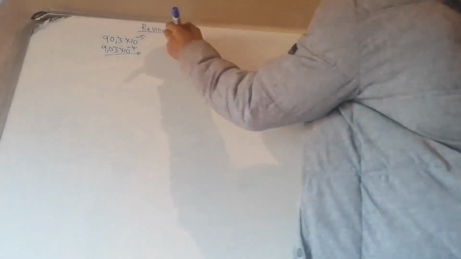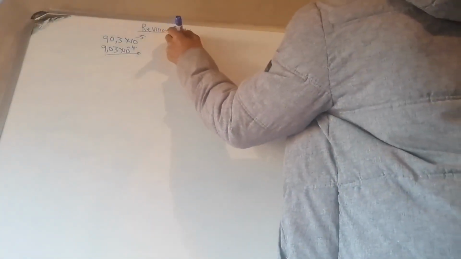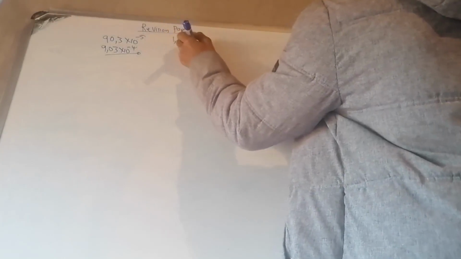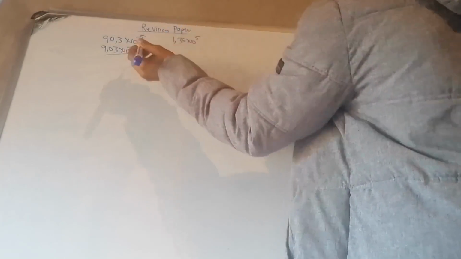Another number, the next one is 1.36 times 10 exponent 5. This is already in scientific notation. You don't have to change that. It is already in scientific notation.